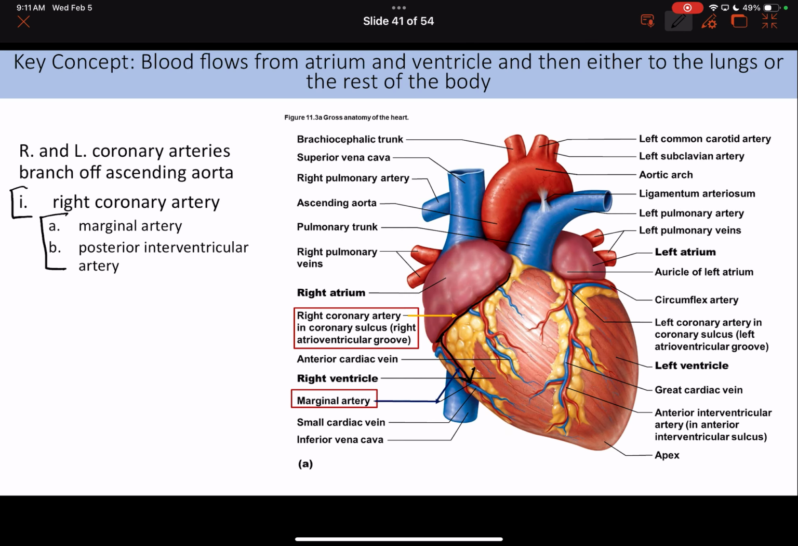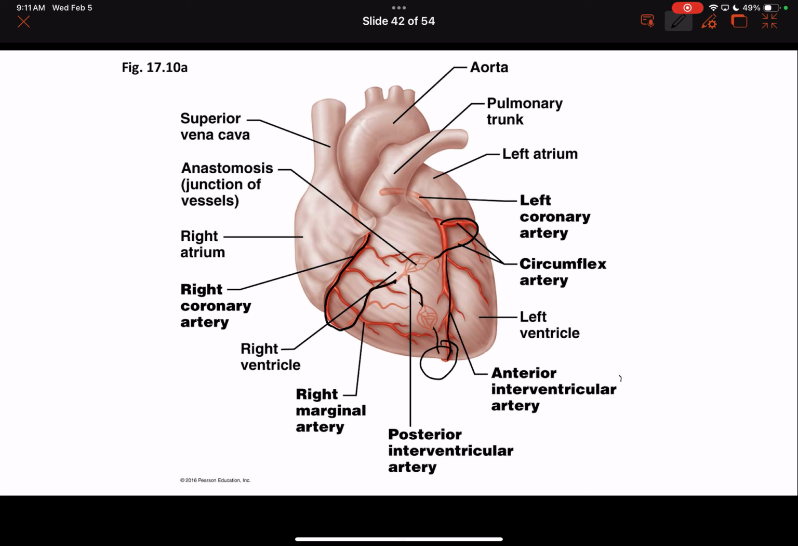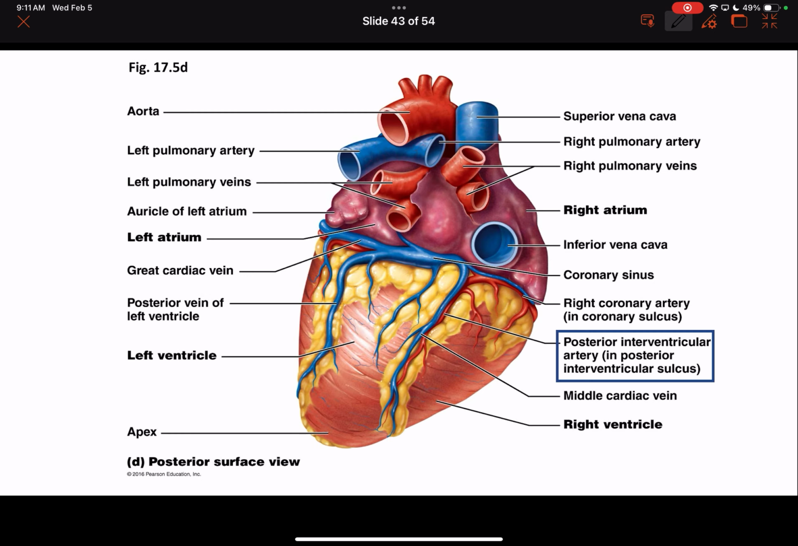Okay. Questions about the marginal artery or posterior interventricular artery? So that's another reason why anterior interventricular artery might be a little bit easier to remember, because it meets up with the posterior interventricular artery. They're partners. All right, so you can see that also on the back side. Here's the right coronary artery coming this way, and then the posterior interventricular artery coming down. So this way, and then down this way.